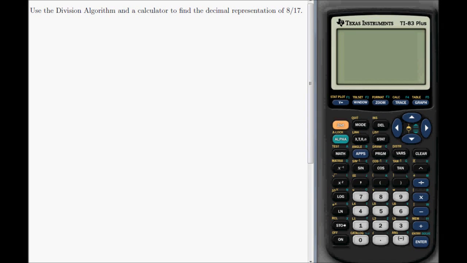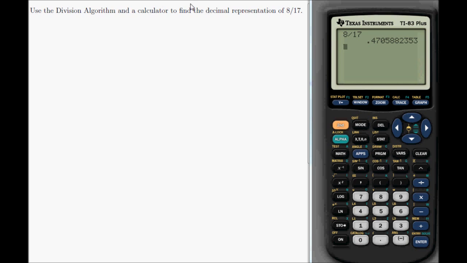Let's use the division algorithm to find the decimal representation of 8/17. Now we just simply plug in the calculator 8 divided by 17. We see the decimal expansion, but it's not repeated, at least it's not repeated yet. The decimal's not started to repeat. Clearly we know that it has to repeat, and so the question is, what is it? And how do we get it if we can't just simply plug into the calculator to figure out the full decimal representation? That's what we'll do in this exercise.